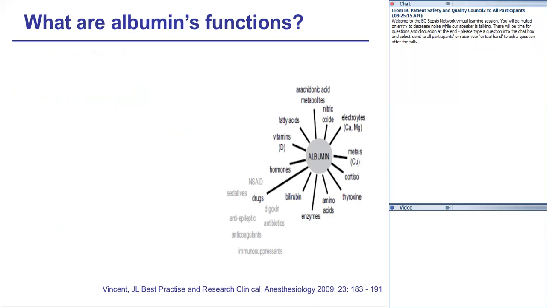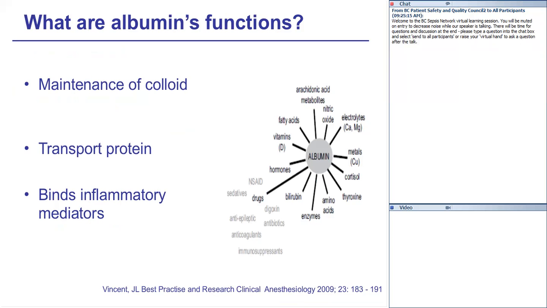Okay, what are the functions of albumin? Well, it has several functions. Its main function is that it's the biggest maintainer of colloid-oncotic pressure. It's a transport protein, and it binds to many different electrolytes, metabolites, and drugs. In addition to that, it binds inflammatory mediators, and some studies suggest that it actually has antioxidant effects. So as a resuscitation fluid for our critically ill patients with severe sepsis and septic shock, there appears to be some biological plausibility for why we may consider using this fluid in this setting.